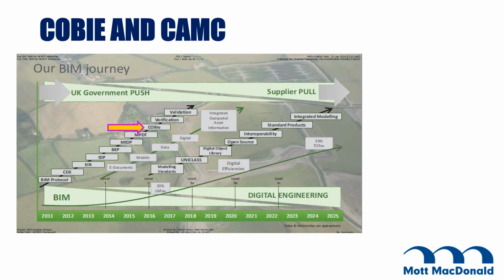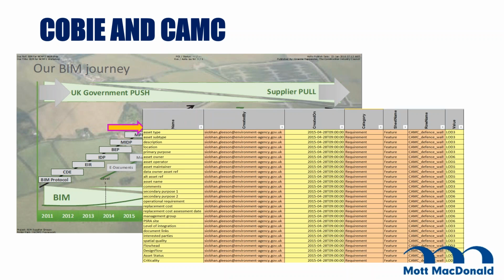So what we've got from the client side is the CAMC program. That's creating asset management capability. So we can see here what COBie looks like from an Environment Agency perspective. This is the attributes within the CAMC asset management program mapped into a COBie spreadsheet. So we've got a full mapping there.